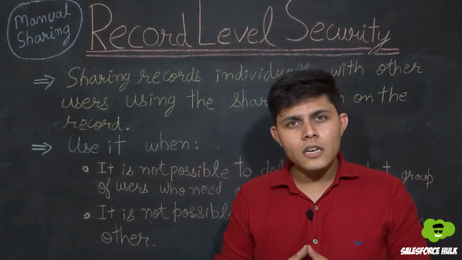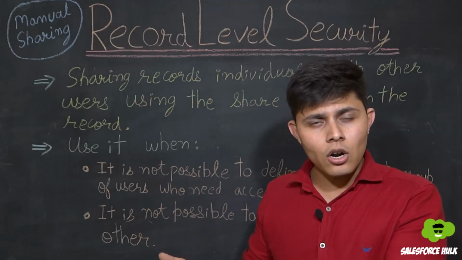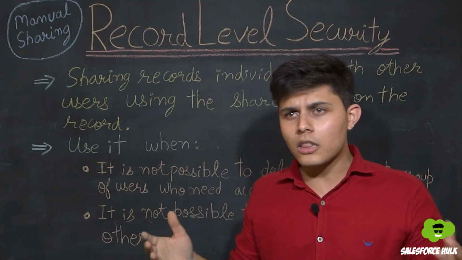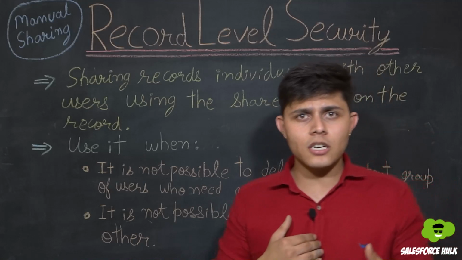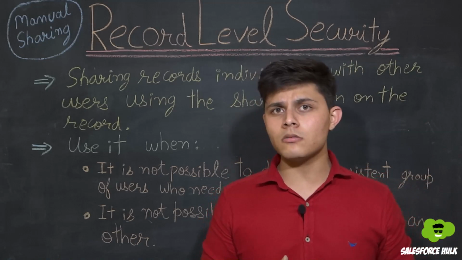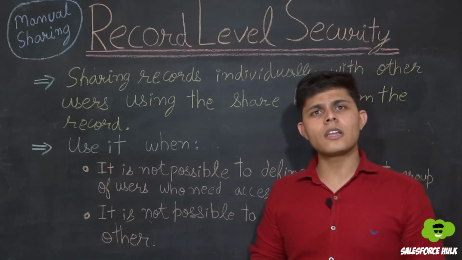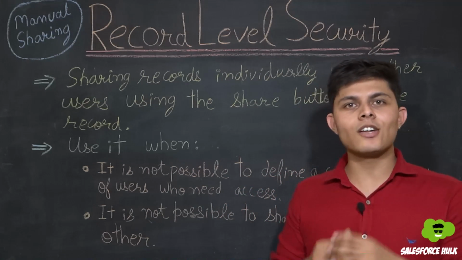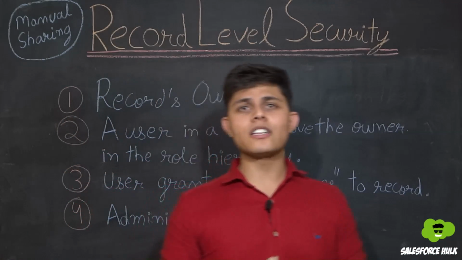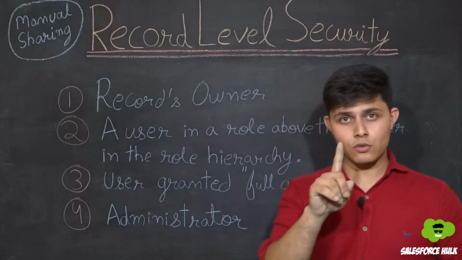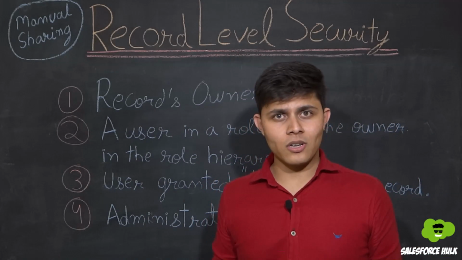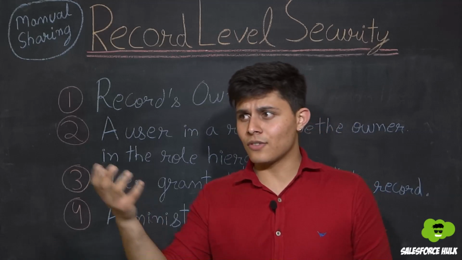But you must be wondering that if we can manually share the records, then the record access will go on to a complete org, all the users of our org. Because if we share the record with a particular user, what if he manually shares it with another person? Don't worry, I'll let you know that. In fact, I'll tell you who can share the record using manual sharing. There are 4 types of people who can share the records using manual sharing. And the first one is the record's owner. Obviously, it's his record. He's the owner. He'll do whatever he wants. If he wants to share it with anyone, he'll share it.